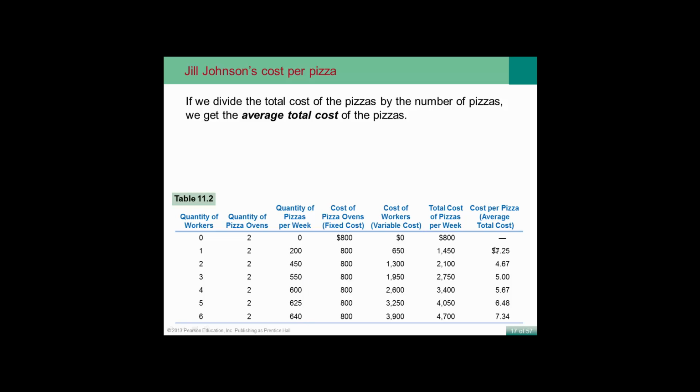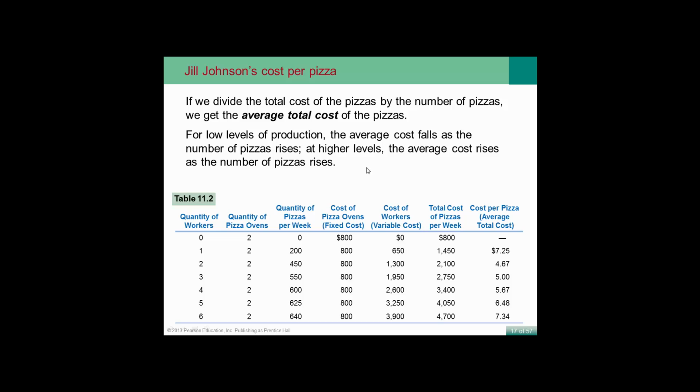And then so at one worker, our average cost per pizza is $7.25, but it significantly drops when we add a second worker, to $4.67. But then when we add a third worker, it's $5, and it goes up from there, all the way to the point where at 6 workers and 2 ovens, it costs us more than 1 worker.